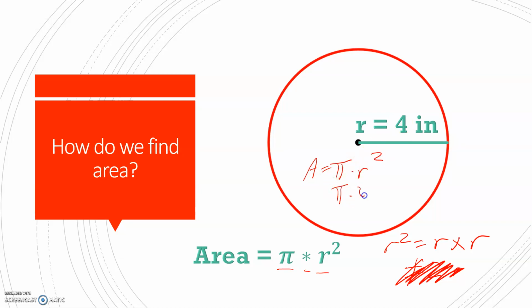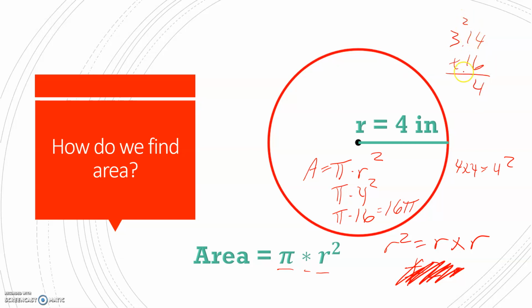I plug in 4 right here. First thing I evaluate is the exponent. 4 to the second power, that means 4 times 4, which is 16. Now, when you get to high school, especially in geometry and calculus and such, this will actually be a fine answer. You could just say 16 pi, and that would be acceptable. For now, we'd like you to go ahead and solve it by doing 3.14 times 16.